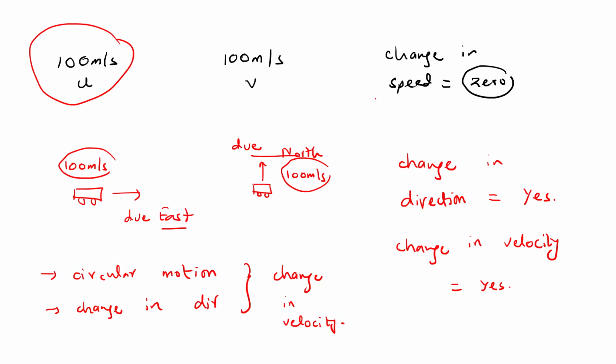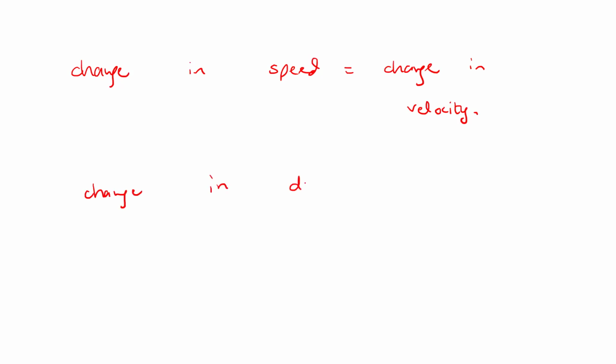So the third scenario would be if there is a change in speed. Do we agree that a change in speed will have a change in velocity? Yes, that's true. The second scenario was change in direction. When there is a change in direction, do we have a change in velocity? The answer is yes, we can have that as well. What if both of these changes? We have a change in speed as well.